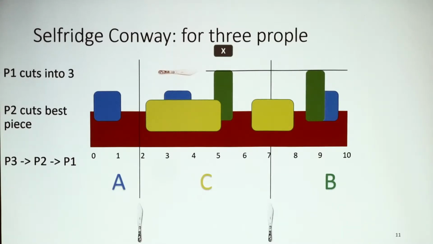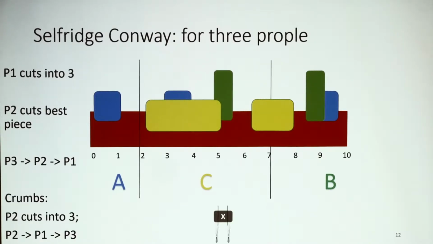And more or less, here in this case, it will be so that player 2 will come and divide the cake into 3 pieces of equal value. Then player 3 will come, choose, then player 1 and player 2. So it's more or less like cut and choose, but in an iterative way.